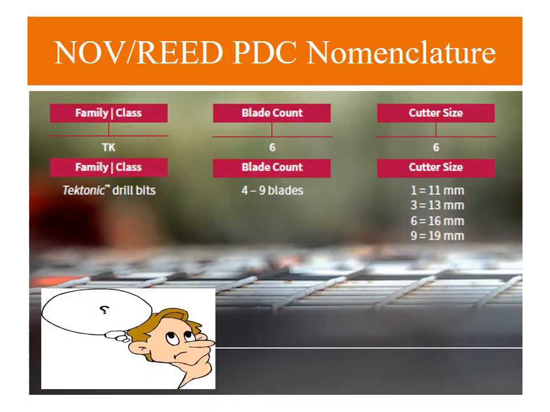Coming to NOV or Reed BDC, the most characteristic deviation from the previous skeleton is the coding for the cutter size mentioned in the second number. The second number is a code: 1, 3, 6, 9. Each of them indicates the corresponding size in millimeters. 1 for 11, 3 for 13, 6 for 16, 9 for 19.